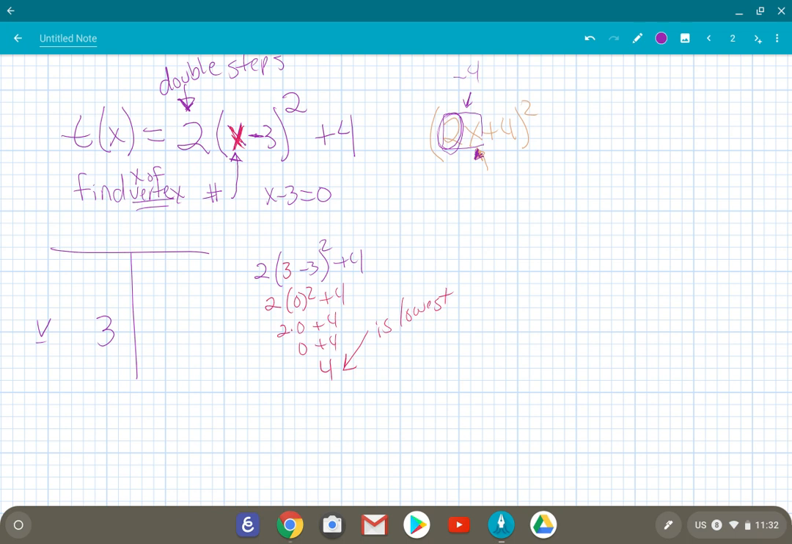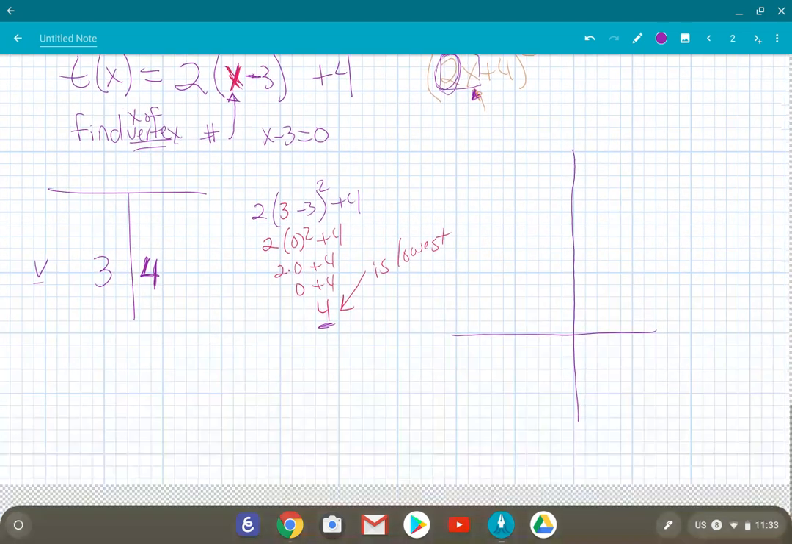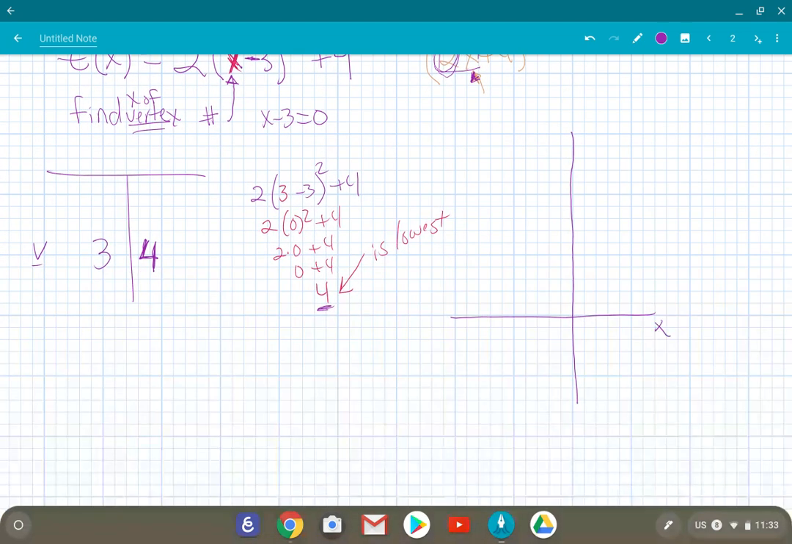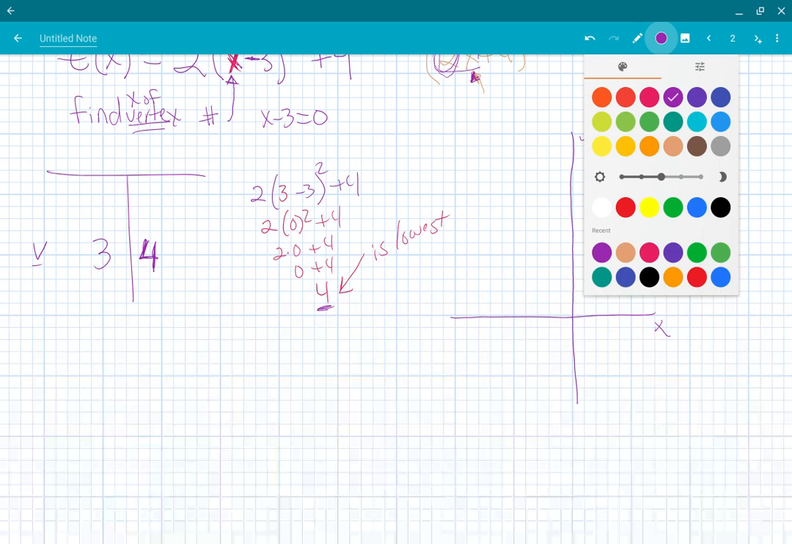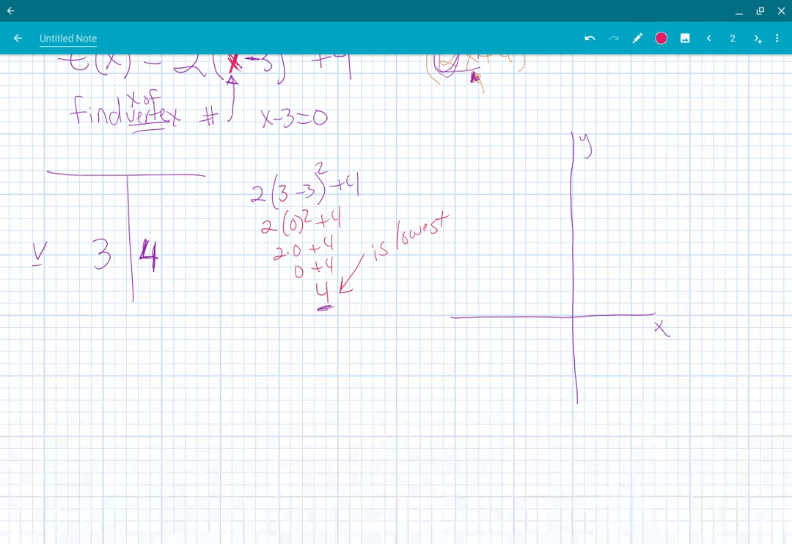Yep. All right. So where is the bottom of our steps? We'll try it out in a minute. So it's going to be 3, 4. That's going to be the lowest part of our graph. 3, 4 is going to be right there.